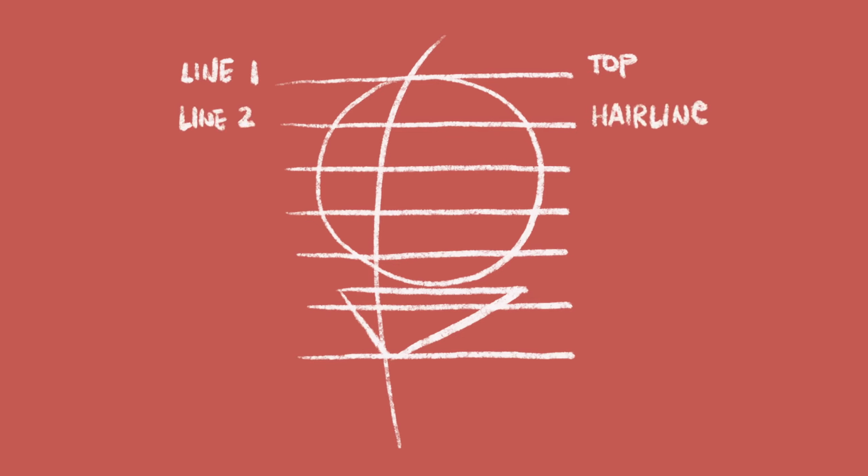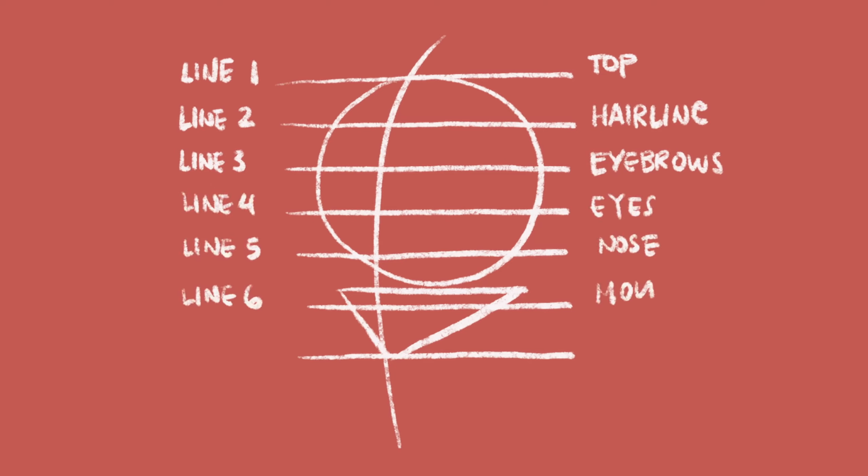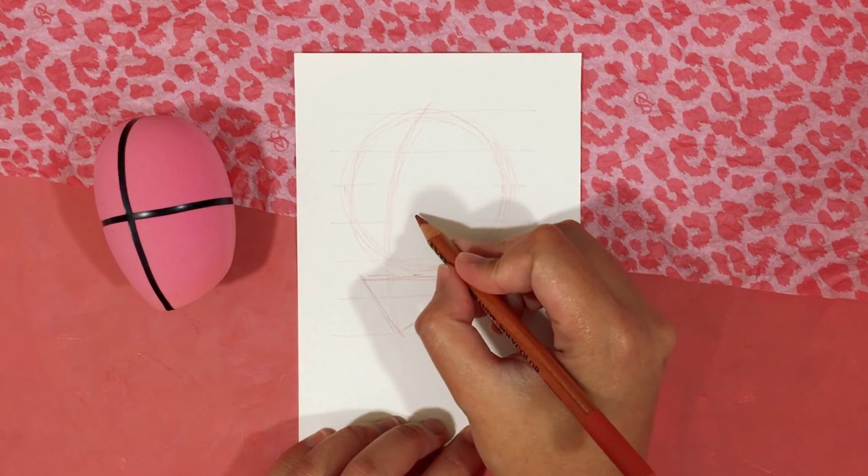So let's divide the face into 6 equal parts, which gives us 7 horizontal guidelines. This will help us place certain features of the face. So line 1 is the top of the head, line 2 is the hairline, line 3 is the eyebrows, line 4 is for the eyes, line 5 is the nose, line 6 is for the mouth, and lastly, line 7 is for the chin.